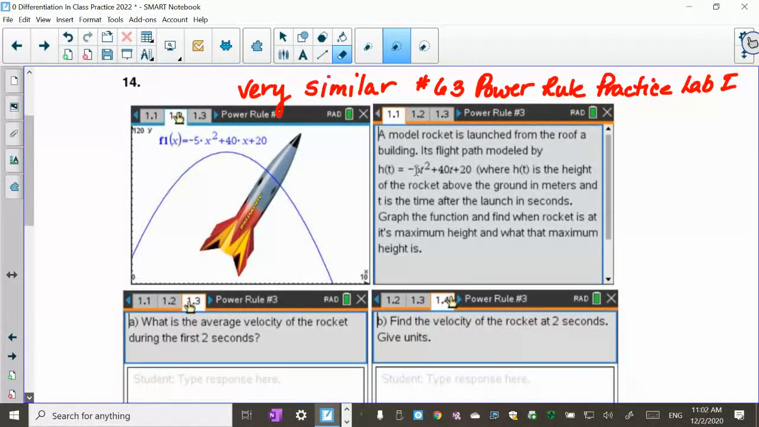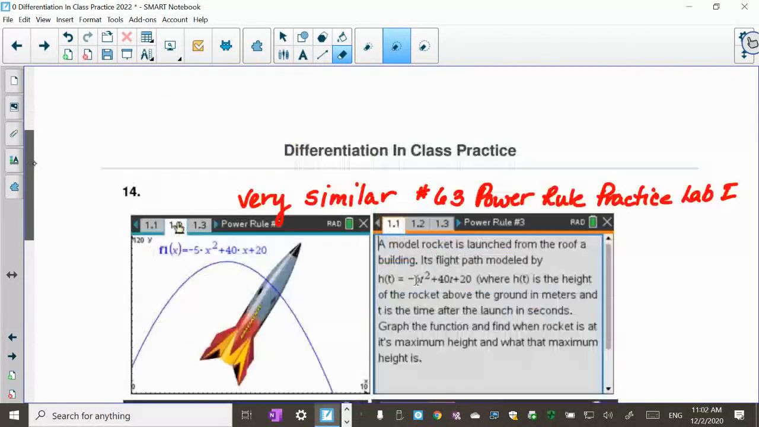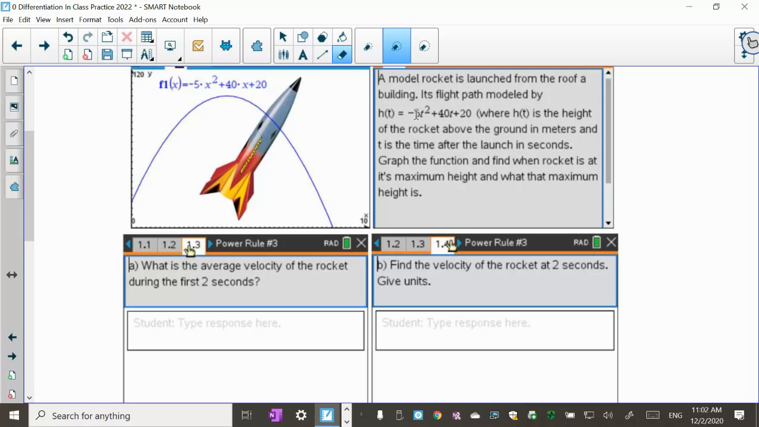So I have this model rocket, and this model rocket is launched from a roof on a building. Its flight plan is modeled by h of t equals negative 5t squared plus 40t plus 20, where h of t is the height of the rocket above the ground in meters and t is in seconds. Graph the function and find when the rocket is at its maximum height and what that maximum height is.